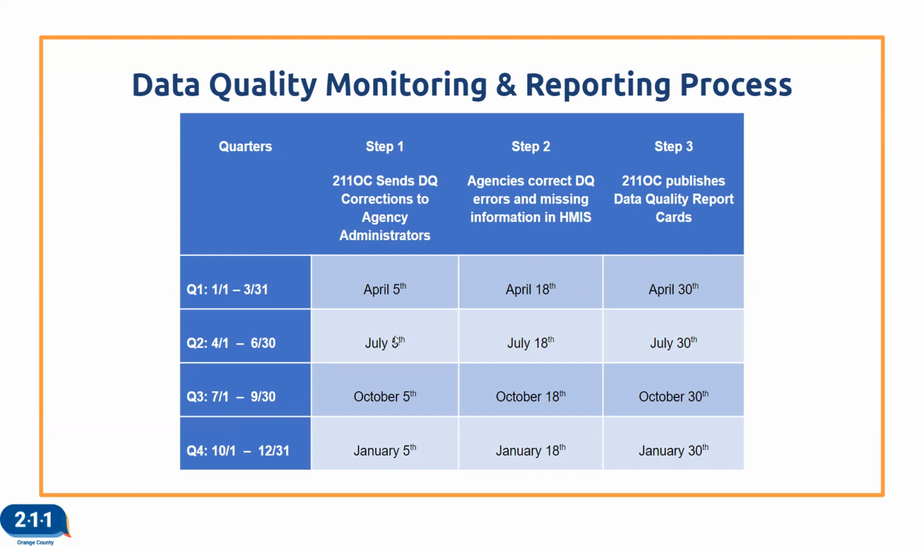Around the 5th of the month, the goal is to send corrections to the agencies and agency administrators. And then the agencies will have about a couple weeks to review the reports that we send and correct any data quality issues. And then the goal is for us to publish these data quality report cards by the end of the month following the quarter. So this table is included in the data quality plan. We also have some more written instructions around the data quality monitoring and reporting process.